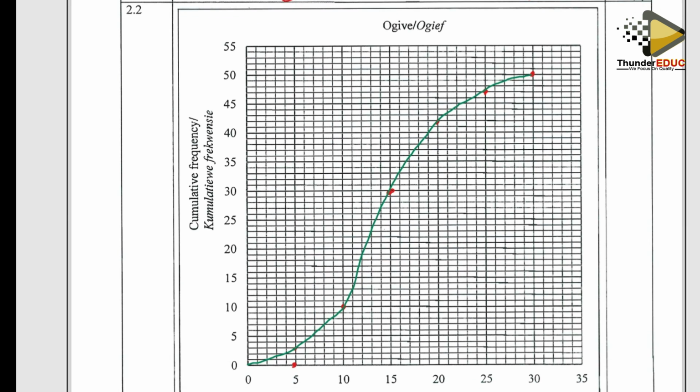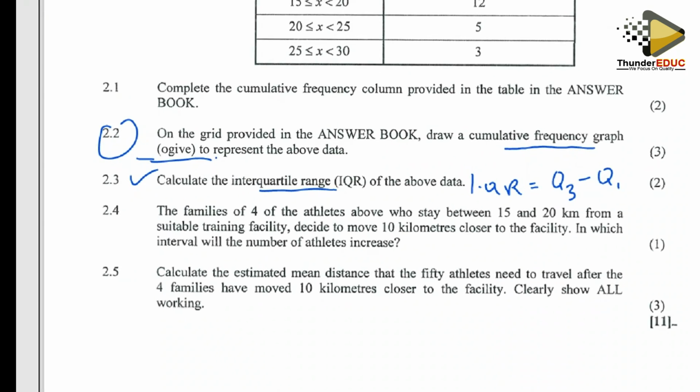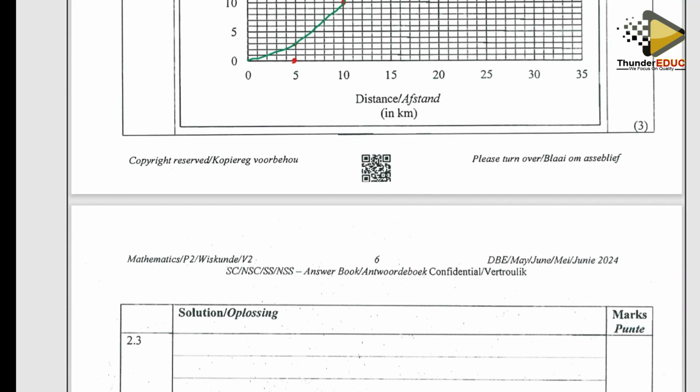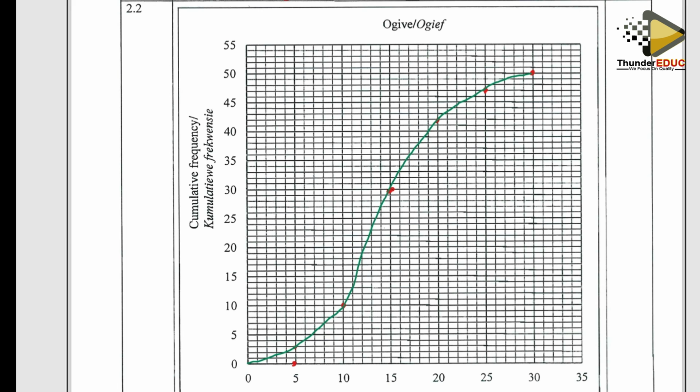Then we have the next question. They want us to determine the IQR, the interquartile range. Now we know that IQR is the same as Q3 minus Q1. So we need to determine these values from the ogive and then do the calculations as requested. So below that, I'll say that my IQR is Q3 minus Q1. But how do I get Q3 and Q1?